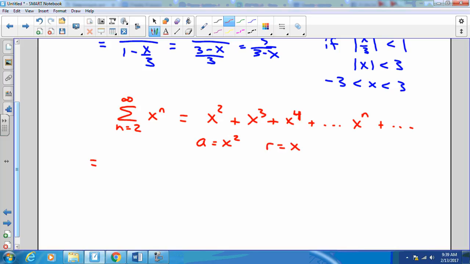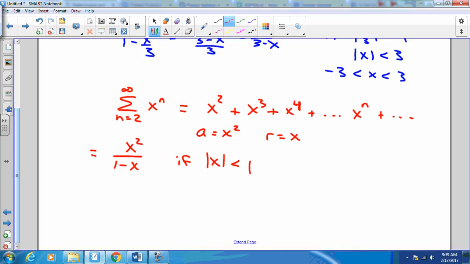So that this converges to a over 1 minus r if the absolute value of x is less than 1. Ta-da. And so what I have done now is to find my closed form here, and I've got an interval of convergence there, and life is good. A second way that I can think about it is a little bit more subtle, and that is that I could consider this to be an example of index shifting.